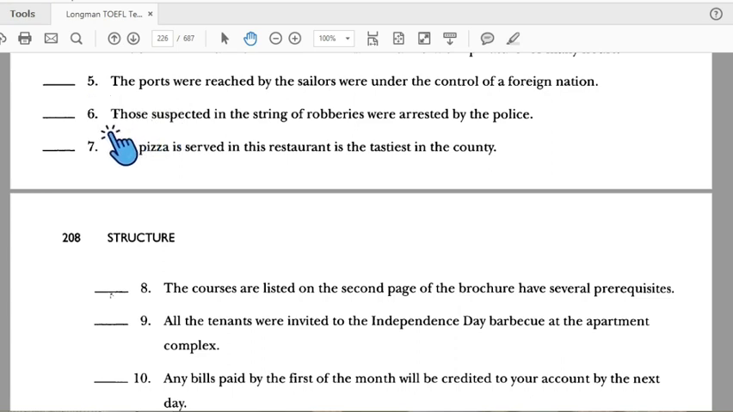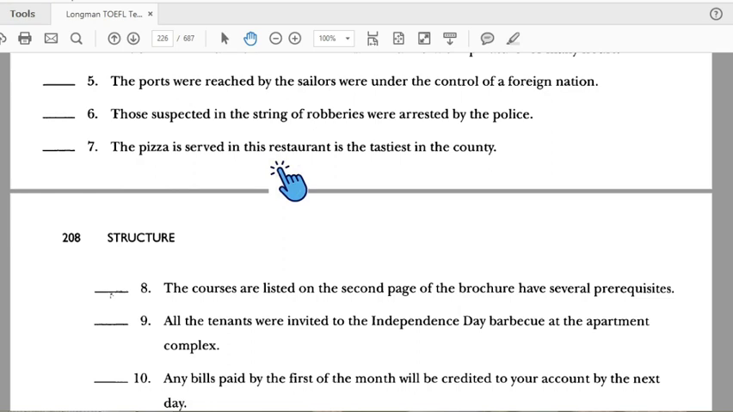Well, number 6, those suspected. Okay, this one is a subject. In the string of robbery were arrested by police. Okay, those is the subject. Yeah, okay, it's right because there is only one verb here. Subject, verb, so it is correct.